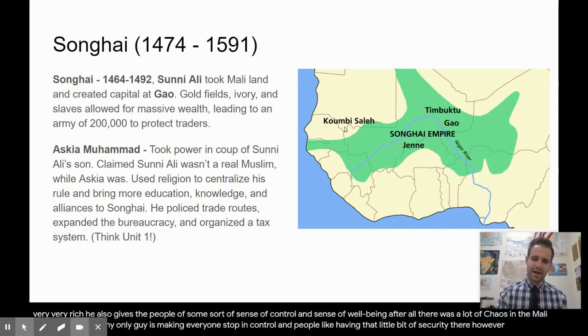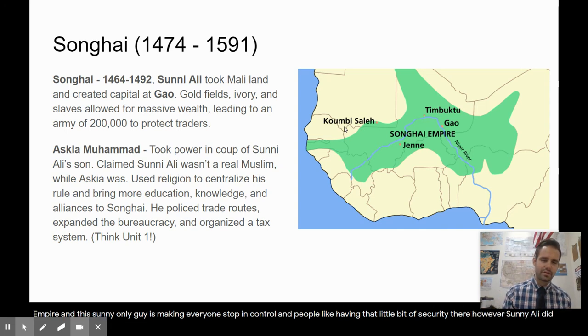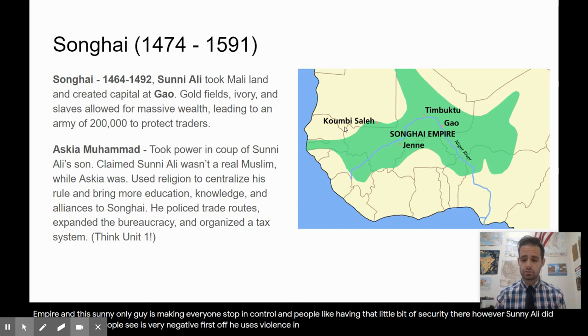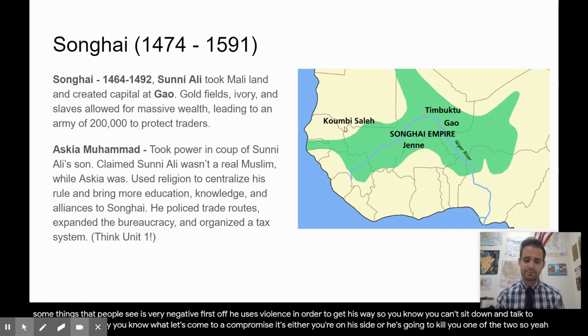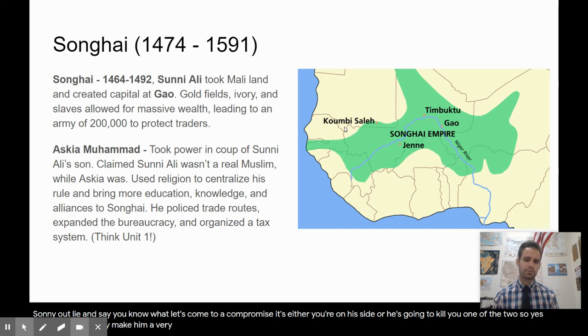However, Sunni Ali did some things that people see as very negative. First off, he uses violence in order to get his way. You can't sit down and talk to Sunni Ali and say, you know what, let's come to a compromise. It's either you're on his side or he's going to kill you, one of the two. So, yes, that would obviously make him a very controversial character.